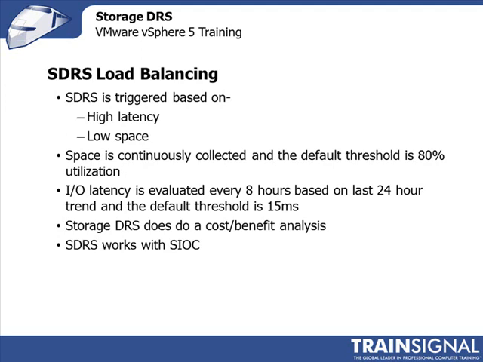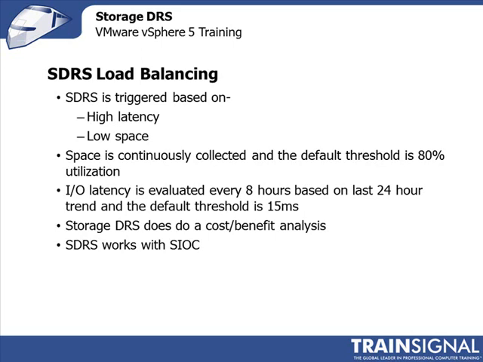Another thing Storage DRS does is load balancing. SDRS is triggered based on high latency of a data store and low space on a data store. These things have to happen for the Storage DRS algorithm to determine if a virtual machine needs to be moved. Space utilization is continuously collected by vCenter, of course. That's already been happening, but now the space utilization metric is being used with SDRS. The default threshold to trigger the SDRS algorithm is 80% utilization. So when the utilization of a data store gets above 80%, that can trigger the SDRS algorithm. Another metric is I/O latency. If the I/O latency gets above the default threshold of 15 milliseconds, the SDRS algorithm can be triggered.